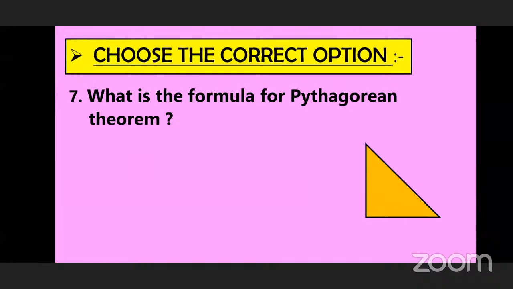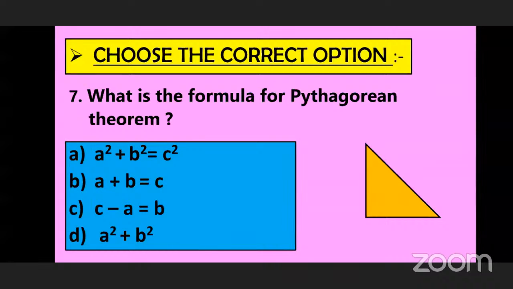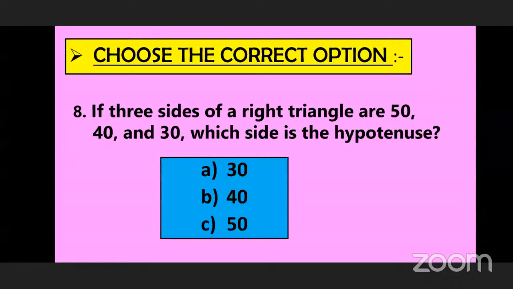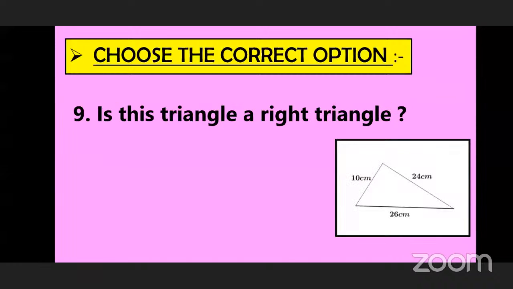Now, can anyone tell me what is the formula for the Pythagorean theorem? Hypotenuse square is equal to base square plus height square. Yes, option number A, that is correct, children. See, if three sides of the right triangle are 50, 40 and 30, very easy question. Which side is the hypotenuse? 50. Yes, excellent. 50 is the hypotenuse because it is the longest side.